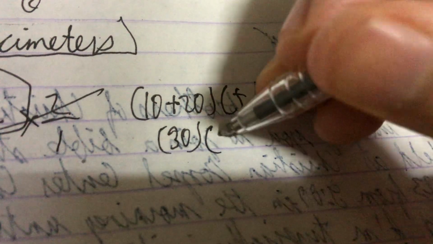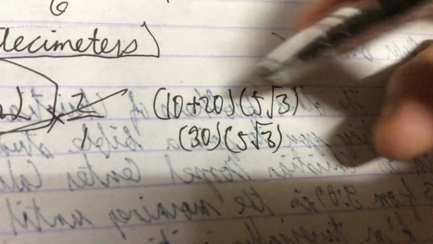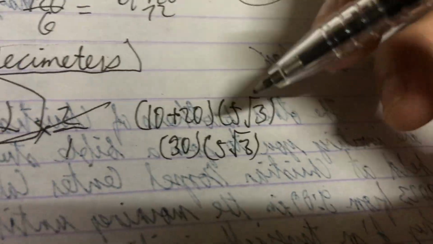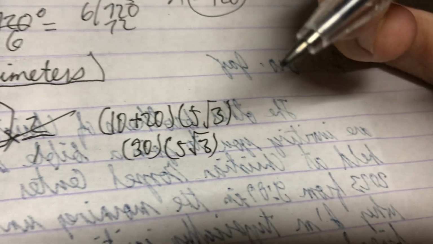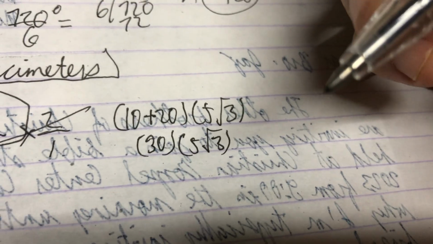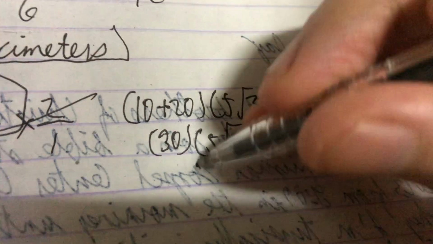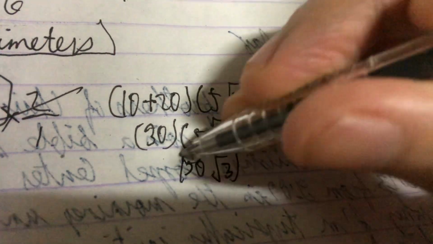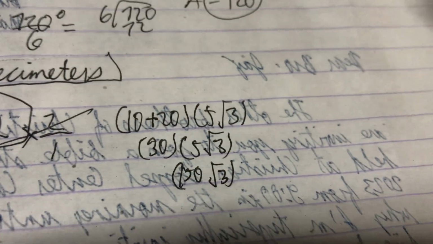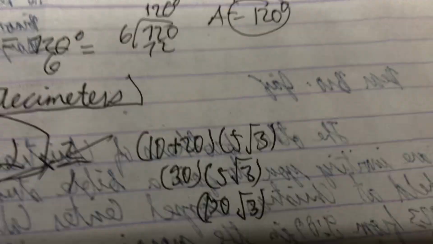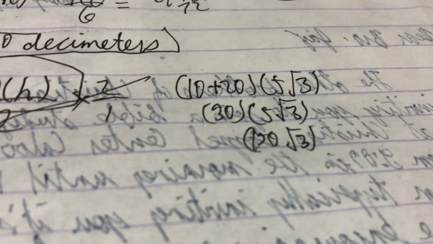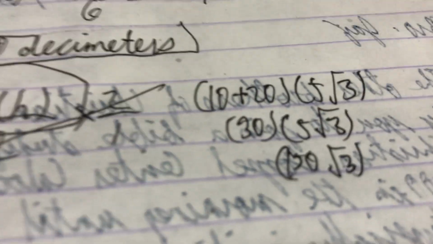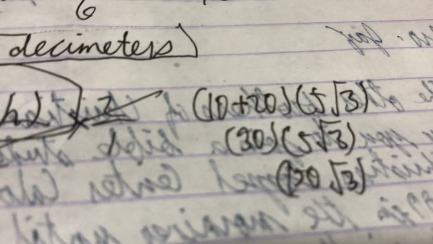10 plus 20 equals 30. 30 times 5 times square root of 3, you can distribute. 30 times 5, or you can apply the commutative property of multiplication. 30 times 5 equals 150. Then what you're left with is 150 times the square root of 3. Although we cannot simplify the square root of 3, since we have a calculator in our hands, this is our formula.